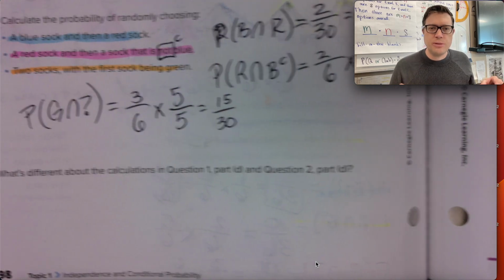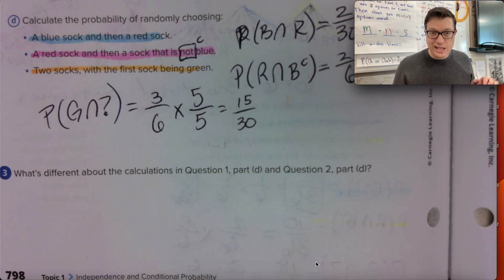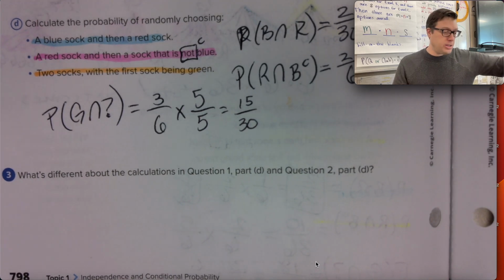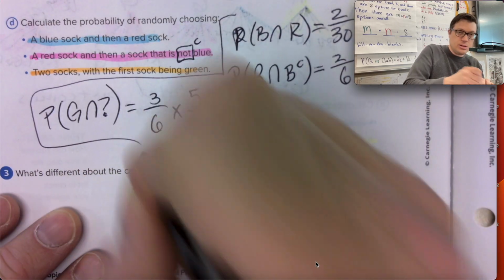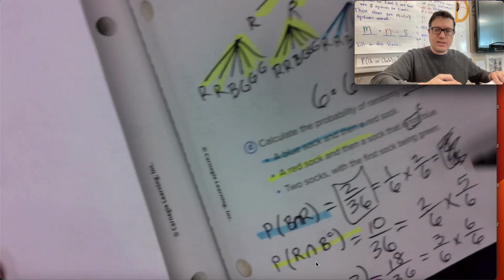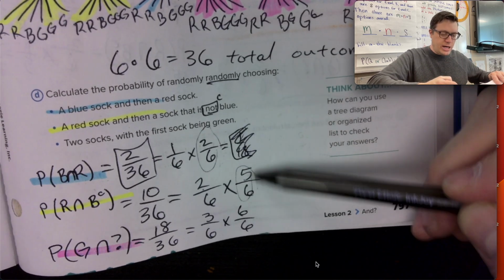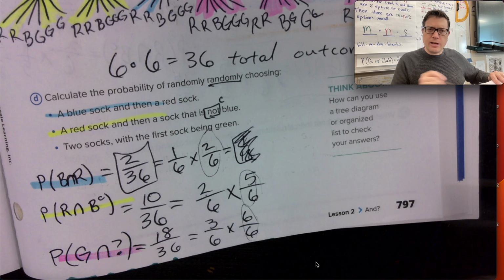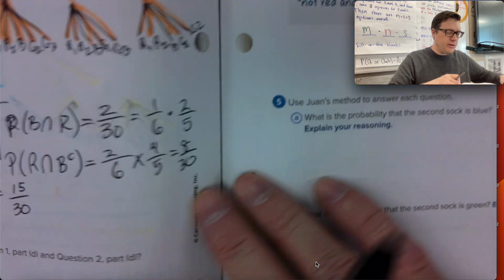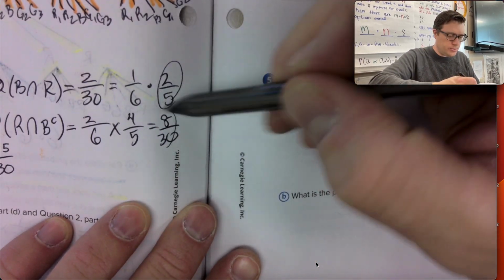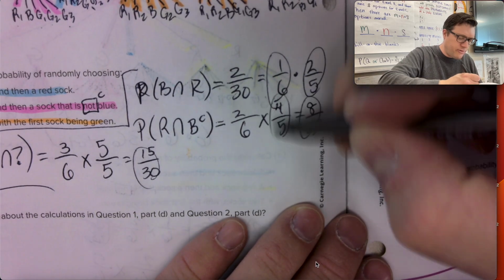So can you help me out? What's different in the calculation between question 1, part D, and question 2, part D? That would be these, right? Compared to previous page 797. If you haven't done page 797, go back and do it. So just a real quick glance here. Really, it's the second fraction if you didn't notice. How is the second fraction from question 1 similar to the second fraction from question 2? Do you spot it? That's not the second fraction. This is the second fraction.